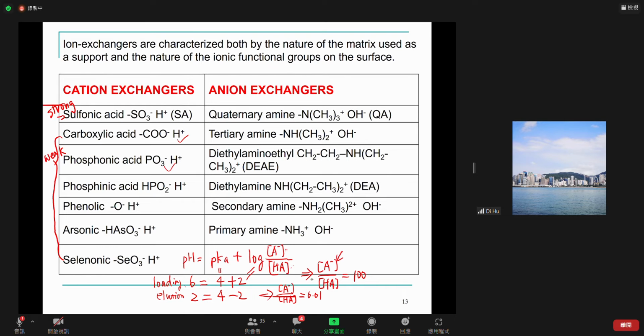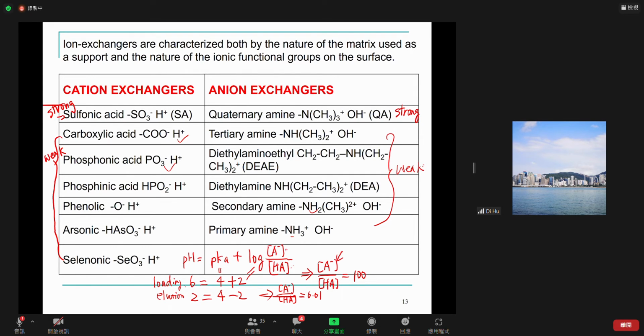Okay, understand. So that is what we mean by strong and weak. I'm saying here that the quaternary amine is a strong one. For the remaining ones, we consider them weak, especially the primary and secondary amines, which are really weak.